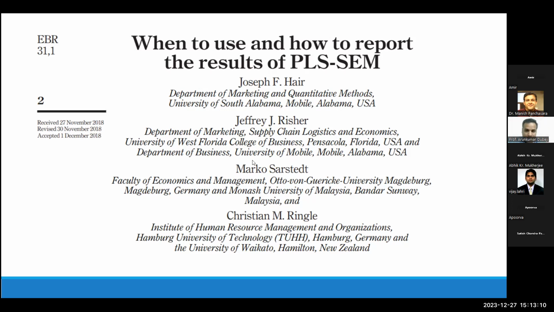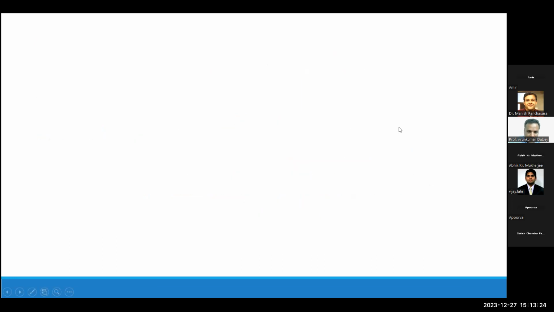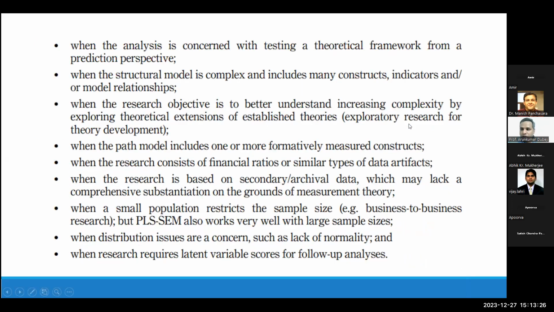So this is one paper. The arguments of this paper, or the arguments provided by the author in defense that when you should use PLS-SEM, it is relevant even today. So not much has changed. So here, if I focus, yeah. So these are the grounds. In fact, I have borrowed this entire line. This is a screenshot from that paper. So when should you use PLS-SEM?